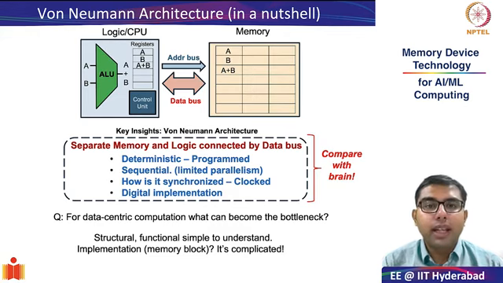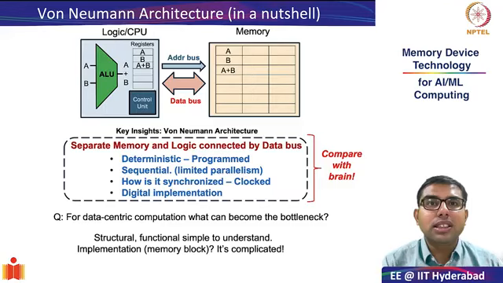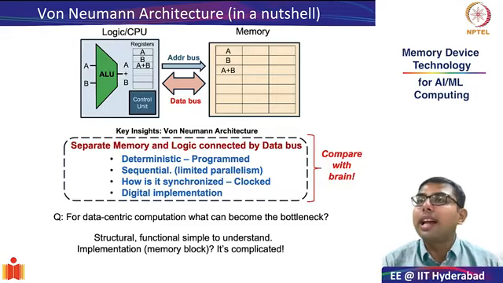Let's quickly recap that. The key insights that we gained from the von Neumann architecture was that spatially it consists of separate memory and logic elements which are connected by the data bus. The kind of operation that happens in von Neumann systems is essentially deterministic or run by a predetermined program. It is sequential and clocked, and most of the implementation is in the digital domain.